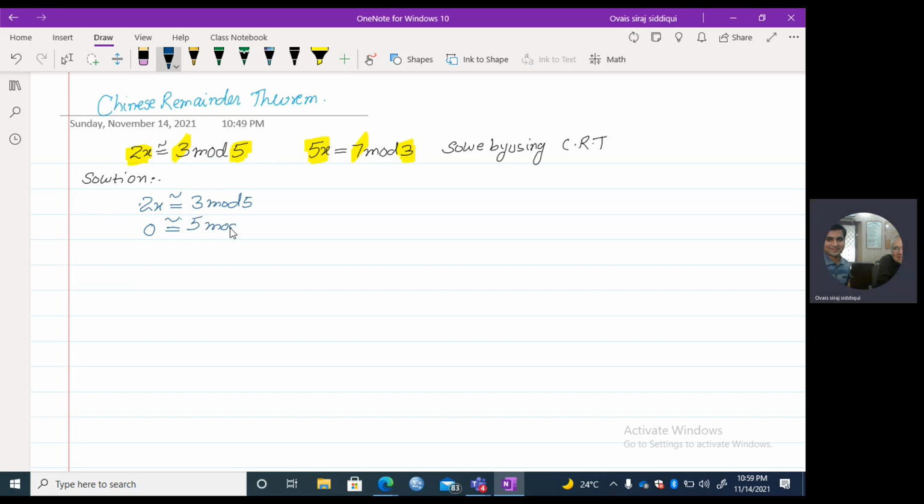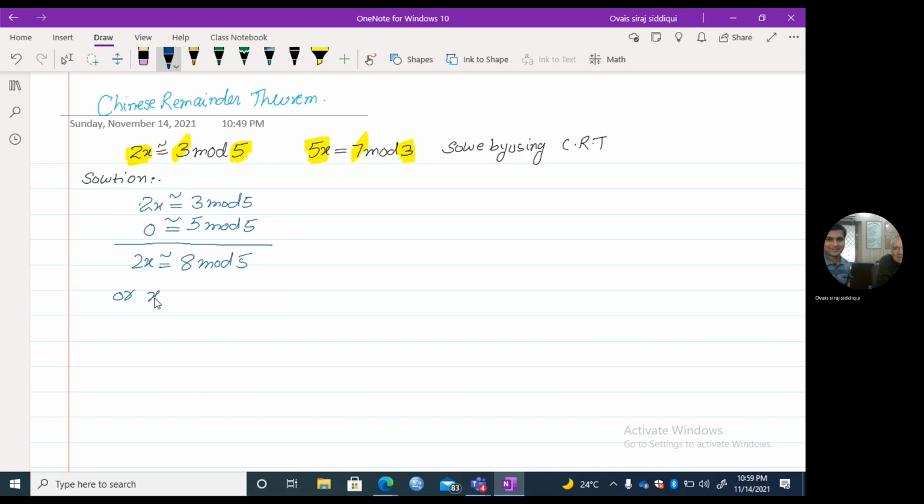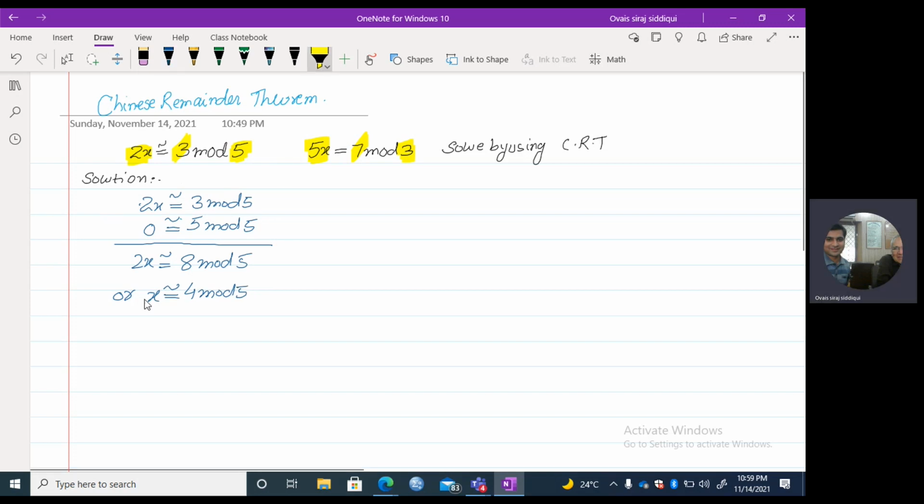5 mod 5, remainder is 0. Remainder is 0 if we divide 5 mod 5. तो हम लोग ये कह सकते हैं कि 5 plus 3 is 8 and 2x plus 0 is 2x. 5 plus 3 is 8 mod 5, or x is congruent to 4 mod 5 by using the theorem. So this is how we obtain the value of x.